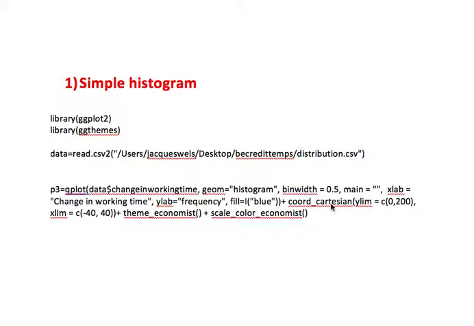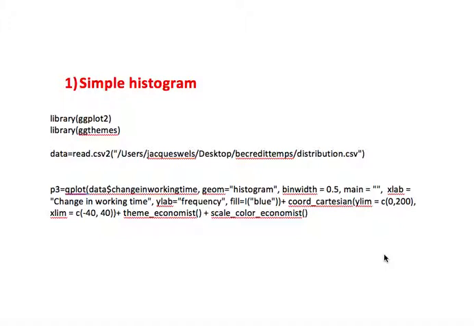The coordinates, this is a really important part actually. It's for looking at the limits of y and x. So we can see that the limits of y are between 0 and 200, and the limits of x are between minus 40 and plus 40. As I told you, the change in working time might be positive or negative. So here we select that it will be between minus 40 and plus 40. Of course, it's not random, we choose that based on the variable. Okay, so always have a look at your data for deciding which limits you want to choose.